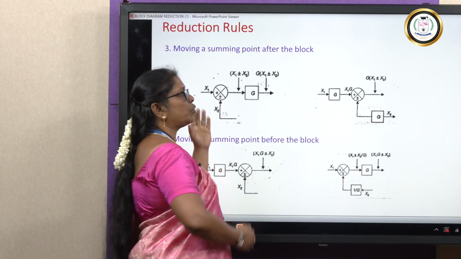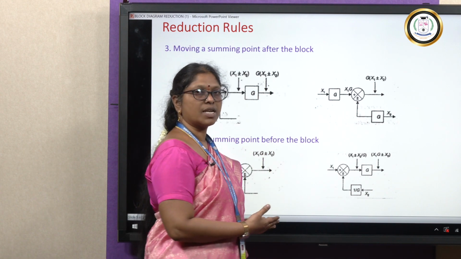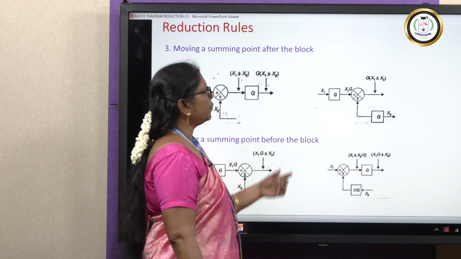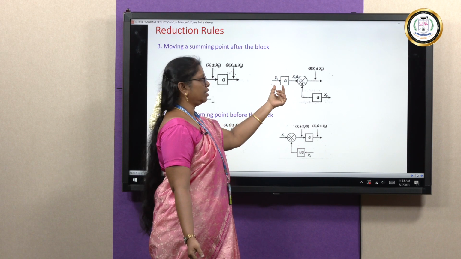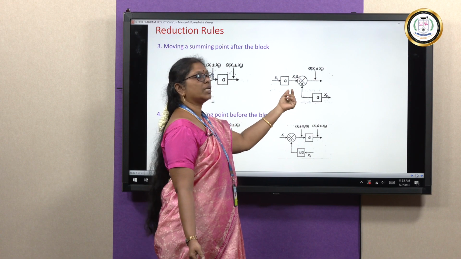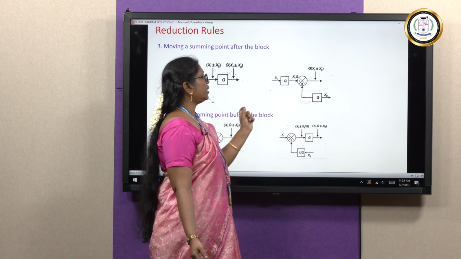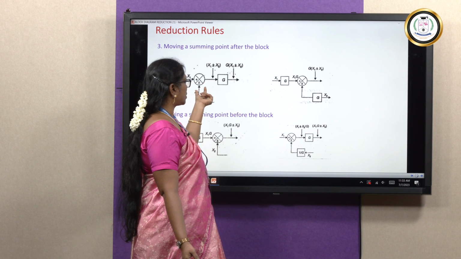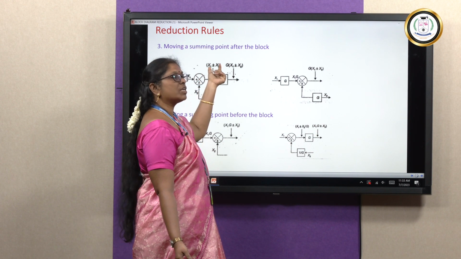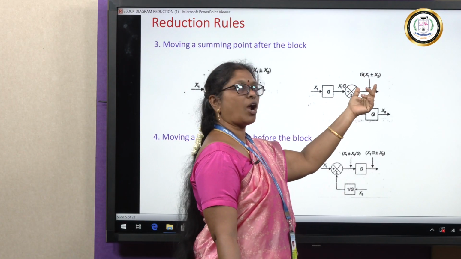When we move the summing point after this block, the output signal should not change. Here x1 is coming, the block is G, and now the summing point is moved here. That means the output is x1 G. Here x2 should be added, but we are moving the summing point which has x2. So the output is G into (x1 plus x2), and this output should not change.